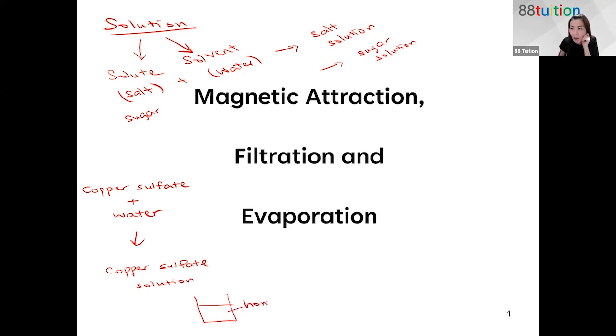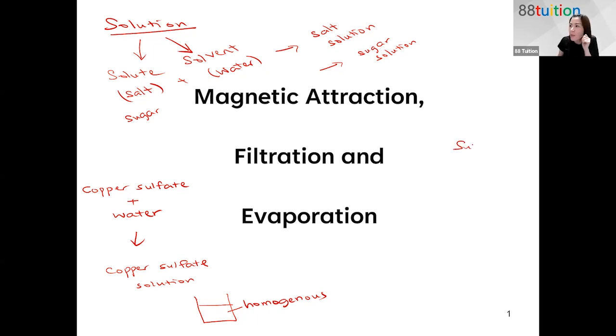We call this kind of mixture a homogeneous mixture. Homogeneous because it's the same throughout. It is transparent throughout. The color is also evenly distributed throughout. We call it homogeneous mixture.